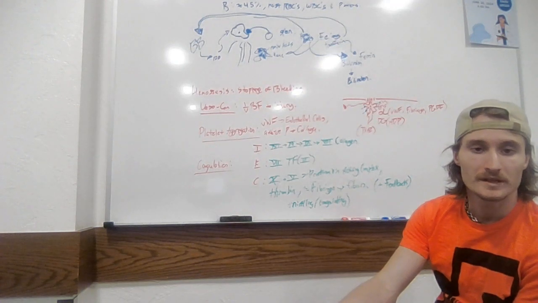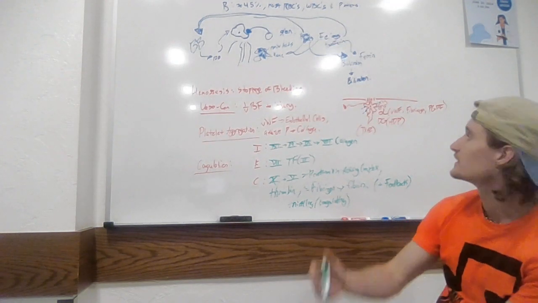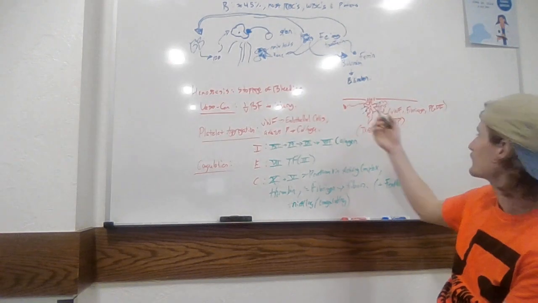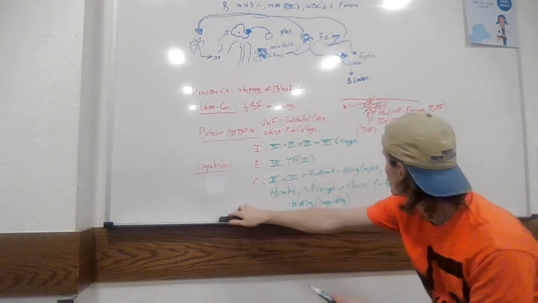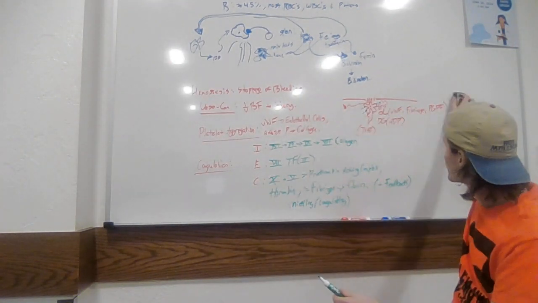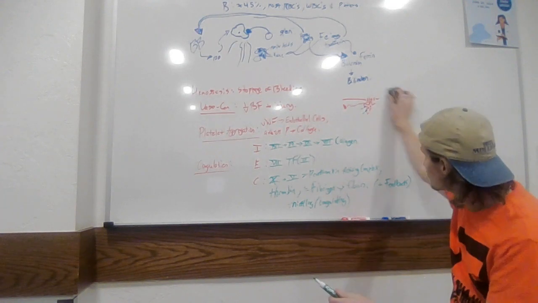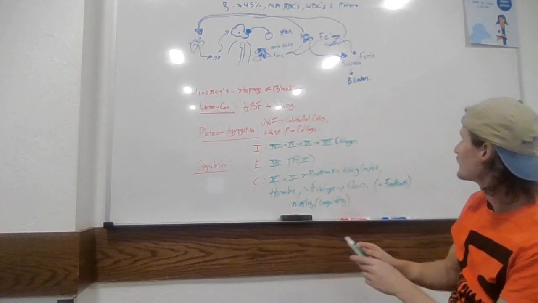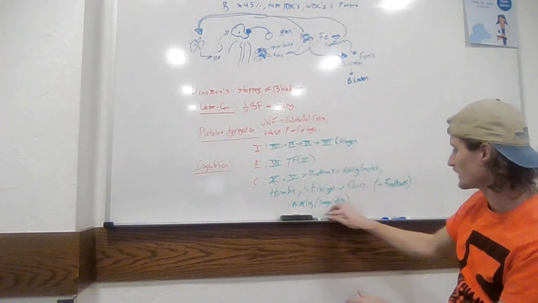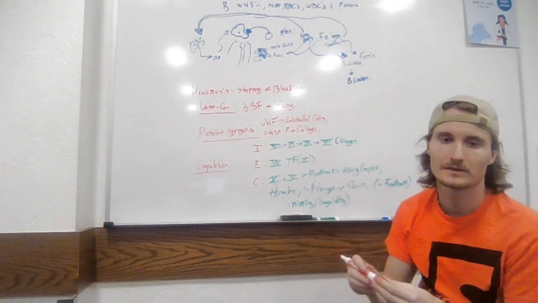Discuss the role of TPA, plasminogen, and plasmin. This is pretty simple. I don't really have room, so I'm going to erase my little drawing here. And let's write in red. So this is quite simple.